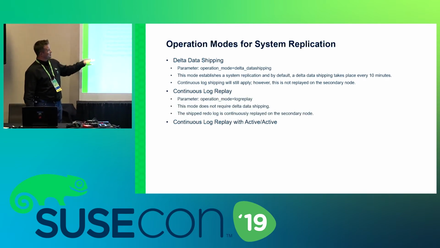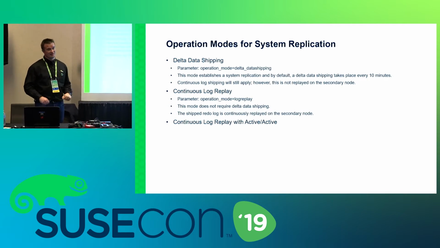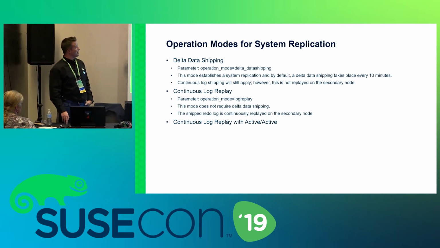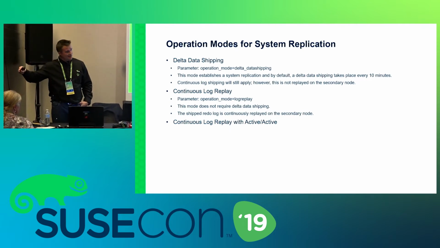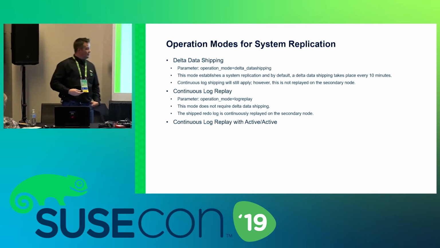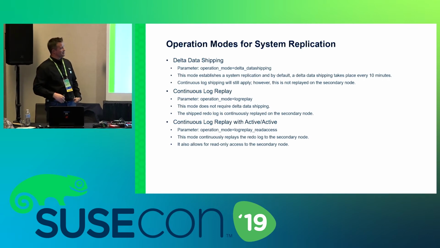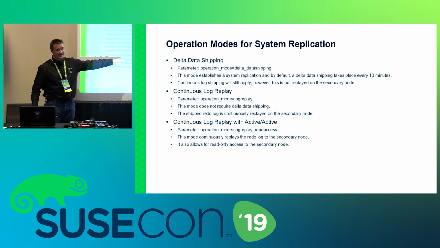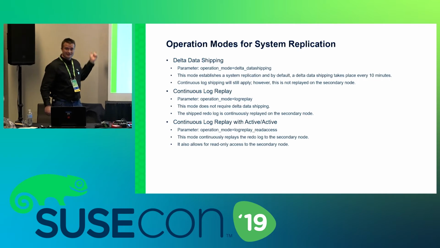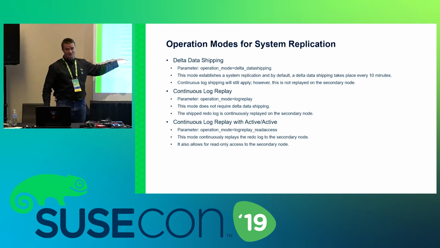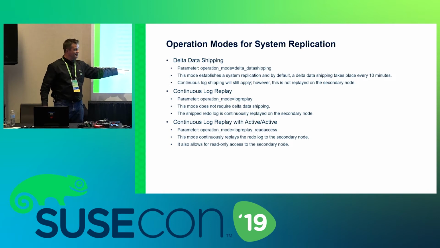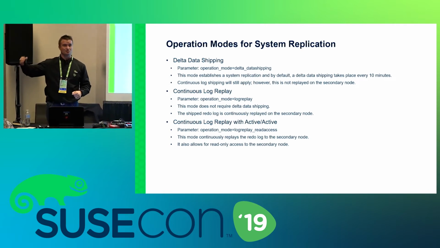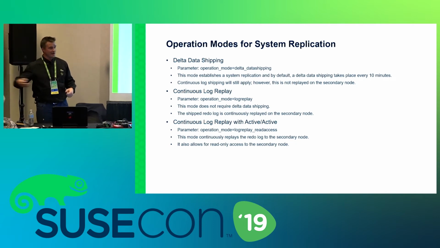Continuous log replay and continuous log replay with active-active work in a similar manner. The parameter for continuous log replay is just log replay, and it continuously sends the logs to the secondary host, and it also continuously applies them. So in my case, the previous parameters that we had, I set up log replay read access, and I also used parameter sync. So it's sending the data across, and I can actively read the data with read access on the secondary node. So I can do reporting on host 2.